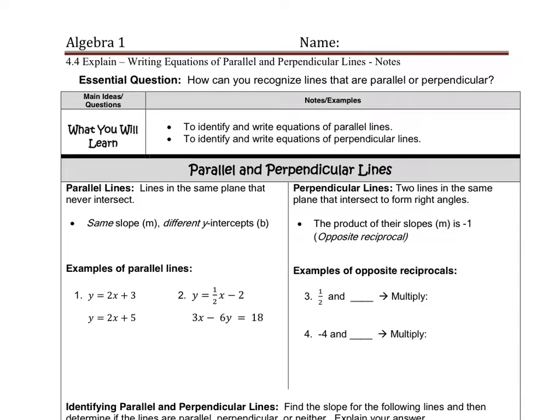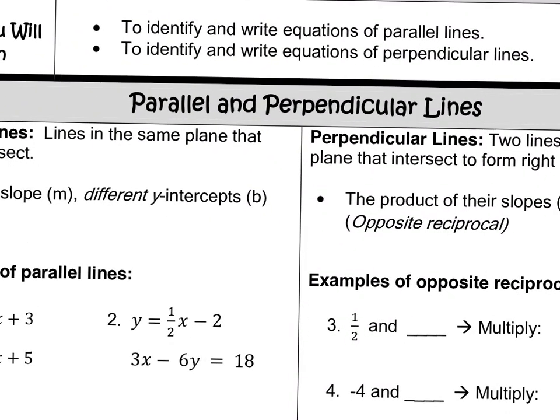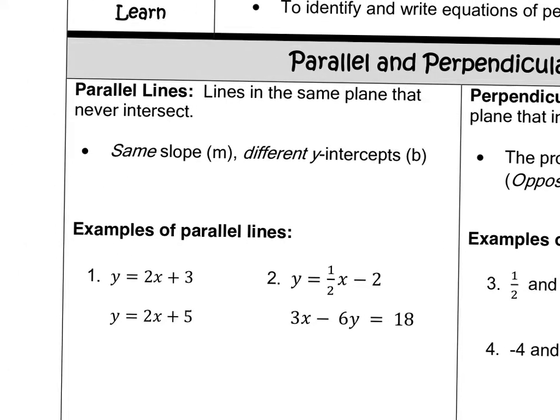Today we're going to learn about how to use parallel and perpendicular lines in equations and how to identify them in equations. So we're going to start with parallel lines, and just as a reminder, parallel lines never intersect. They're like railroad tracks. They run the exact same rise over run for both lines, so they never run into each other. So the way that happens, if they have the exact same rise over run, they have the exact same slope. They just start at a different y-intercept.